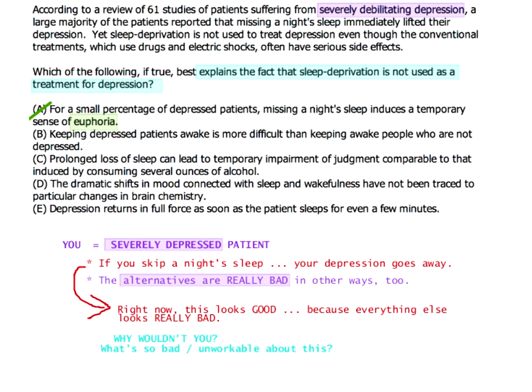B is basically a value judgment where you just ask yourself, okay, which would I rather have? Difficulty staying awake, or severely debilitating depression and serious side effects? I think there's no question who wins that one. Right. I mean, I will take a little bit of difficulty in staying awake.